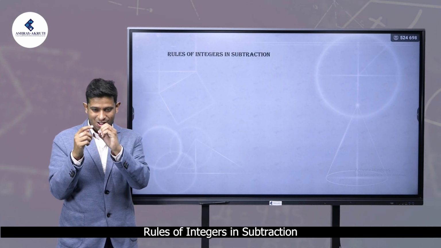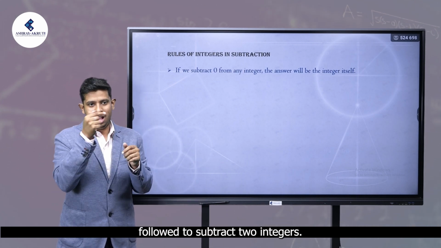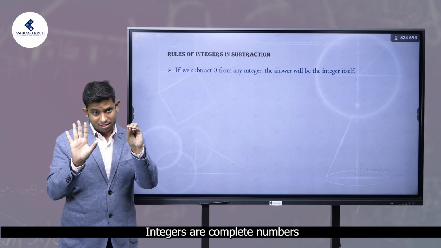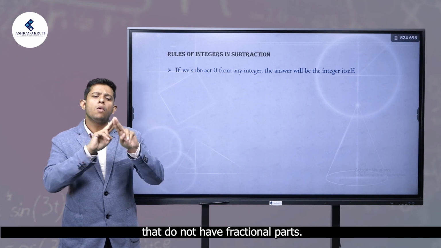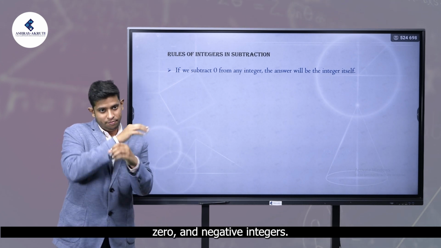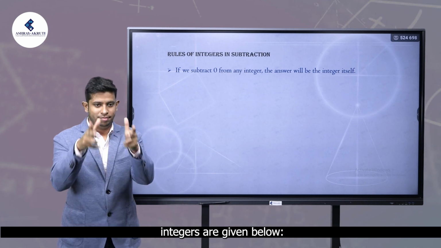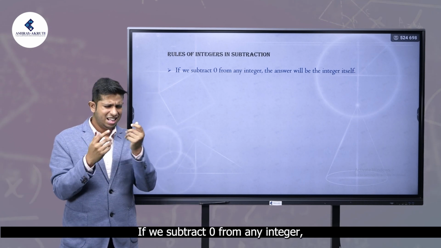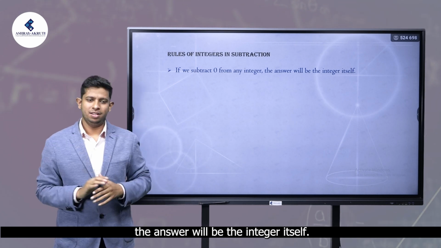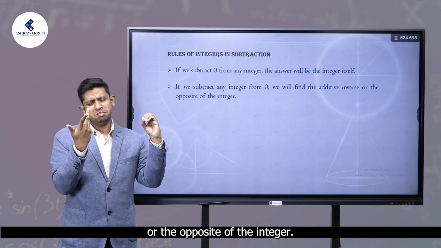Rules of integers in subtraction. There are certain rules to be followed to subtract two integers. Integers are complete numbers that do not have fractional parts. It includes positive integers, 0, and negative integers. The rules for subtracting integers are given below. If you subtract 0 from any integer, the answer will be the integer itself. If we subtract any integer from 0, we will find the additive inverse or the opposite of the integer.